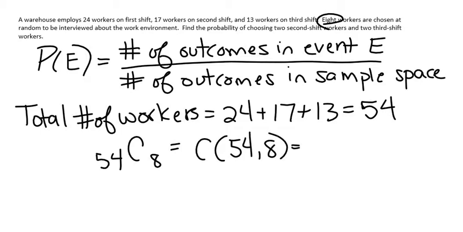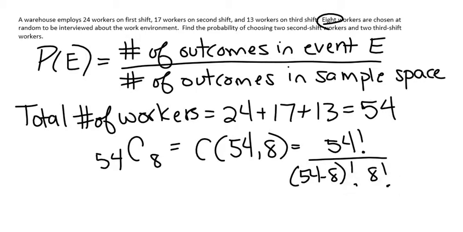Let's look at this in our formula. This would be 54 factorial all over 54 minus 8 factorial times 8 factorial. Now we're dealing with some very large numbers here, so this is where you would not necessarily want to do your hand calculations, but rather turn to technology like a scientific calculator. So I have one pulled up on the internet.